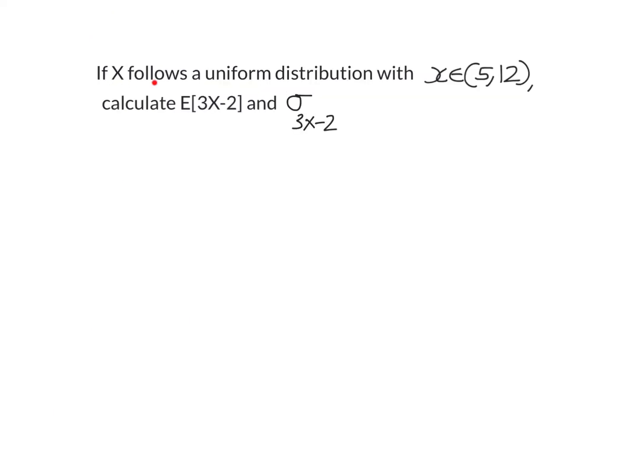So let's say X follows a uniform distribution and X is between 5 and 12. We're going to calculate the expected value of 3X minus 2 and the standard deviation of 3X minus 2.